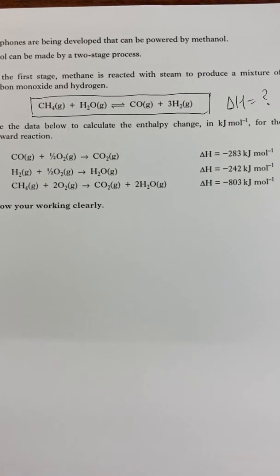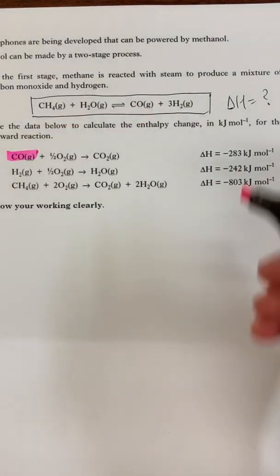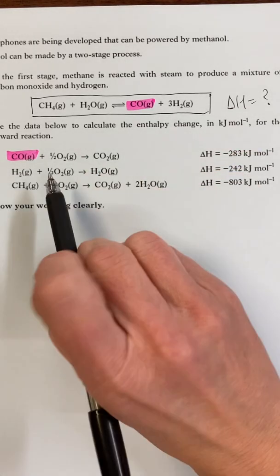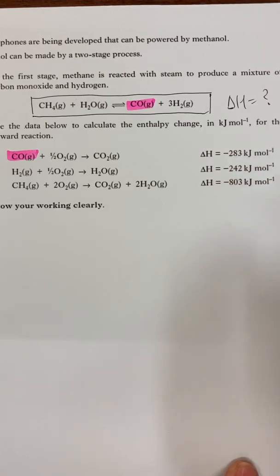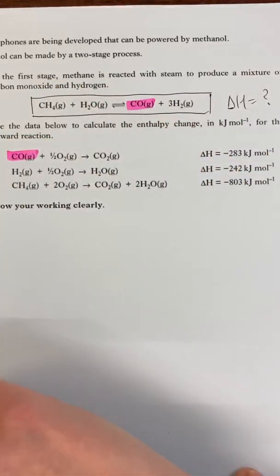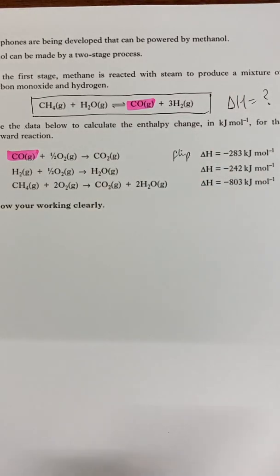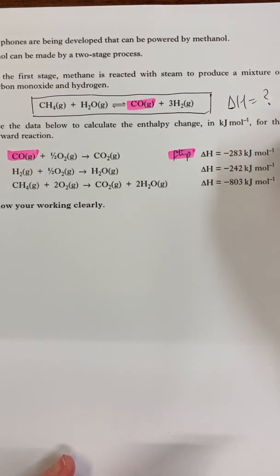So again, what I'm looking for is what they have in common with the box. So the first one I'm looking for here is carbon monoxide. So carbon monoxide is in common with the box. You notice I've got one on the left and I want one on the right. So what I'm going to do to this equation is I'm going to flip this equation. So I'm going to flip equation number 1. And that means my enthalpy value becomes positive 283.